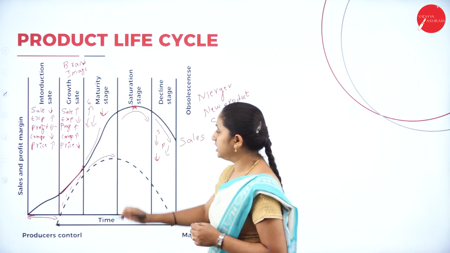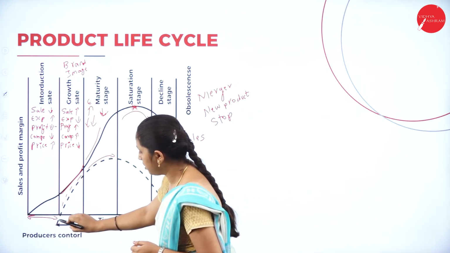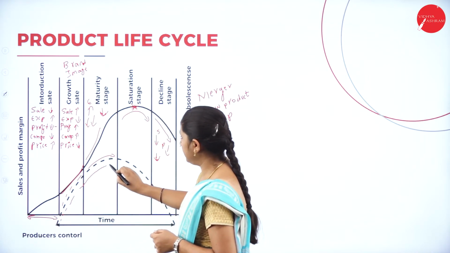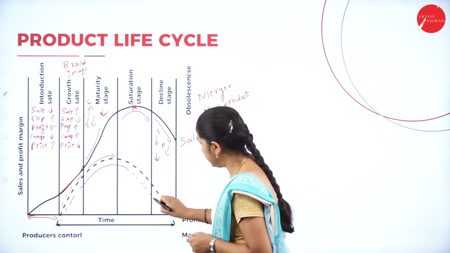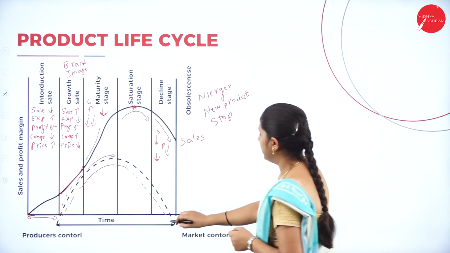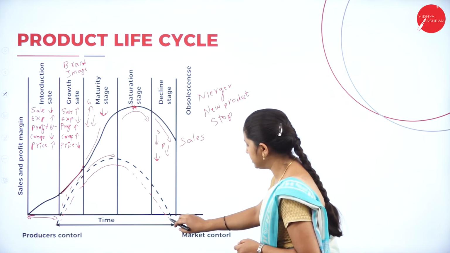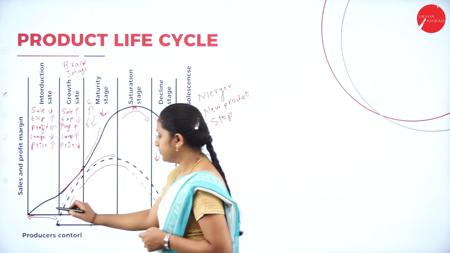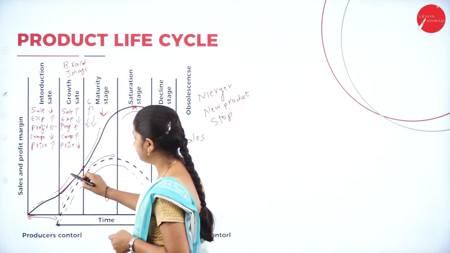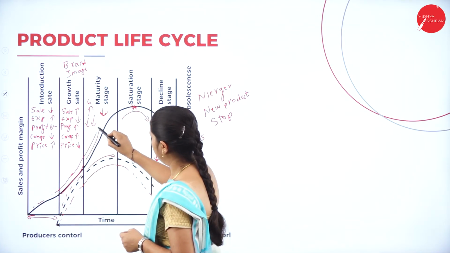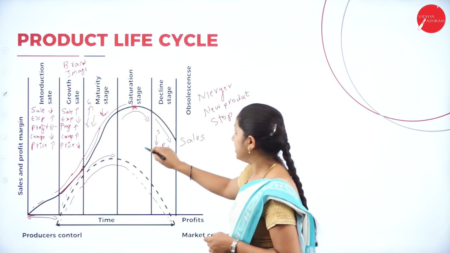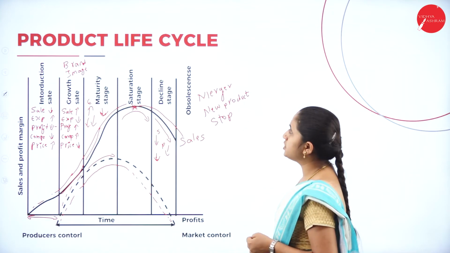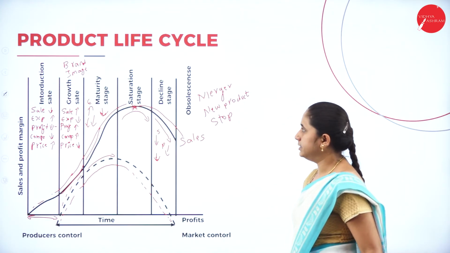Here, from the introduction stage, the profits are low, then they start increasing, then they start decreasing. In the last stage, the profits are negative. Sales also, from the introduction stage, keep increasing, then reach a peak level, then start decreasing. So this is all about the product life cycle.